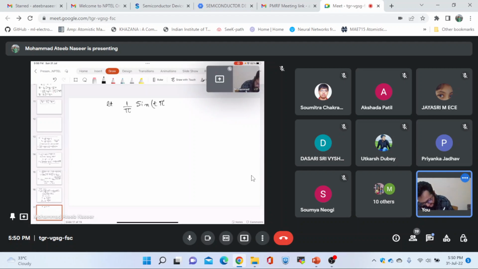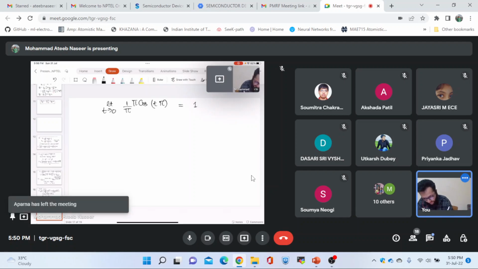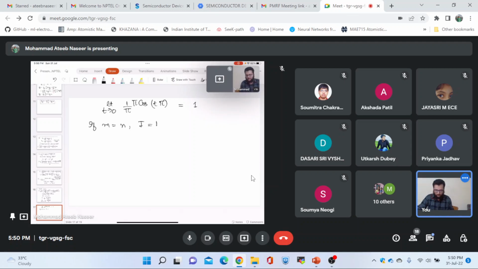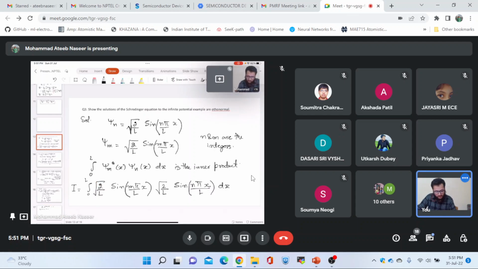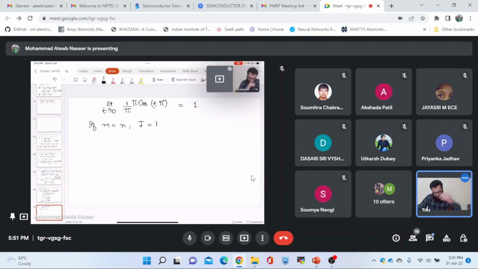Sine of t pi, and since I have used this L'Hopital rule, it will simply be cos of t pi times pi, and this pi and pi will go, and as he rightly said, we'll be left with 1. So if m equal to n, we will be getting this integral to be 1, and that's what we simply wanted to show, that it is orthogonal as well as it is normal. It has the magnitude 1. So this orthonormality condition is satisfied.